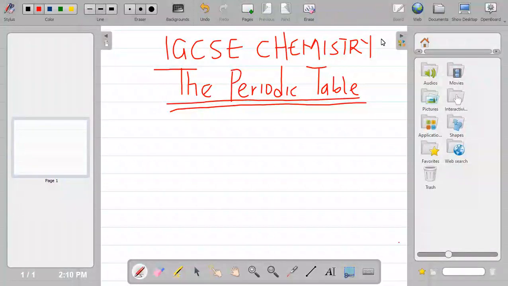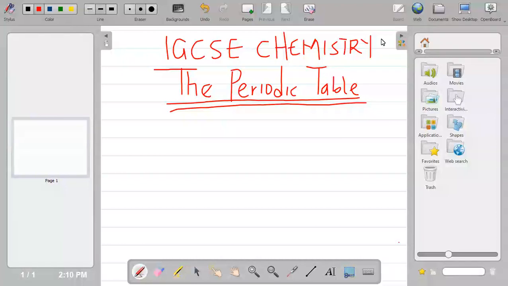Today we're going to be looking at IGCSE chemistry, one of the most important topics, which when you understand it, 50% of your problem in chemistry is solved. So today we're going to be dealing with the periodic table.